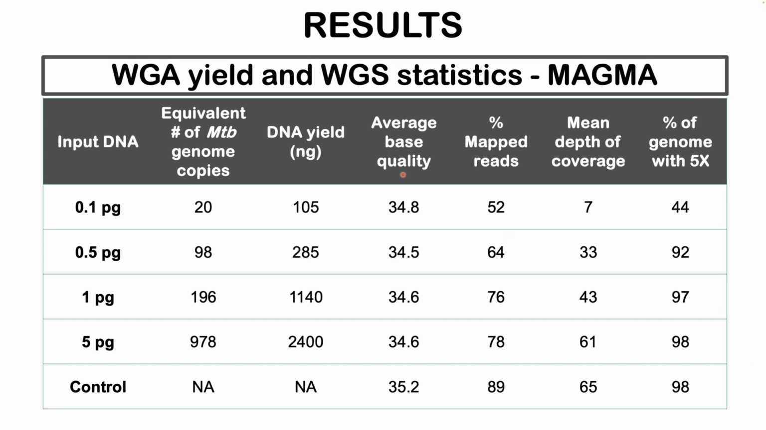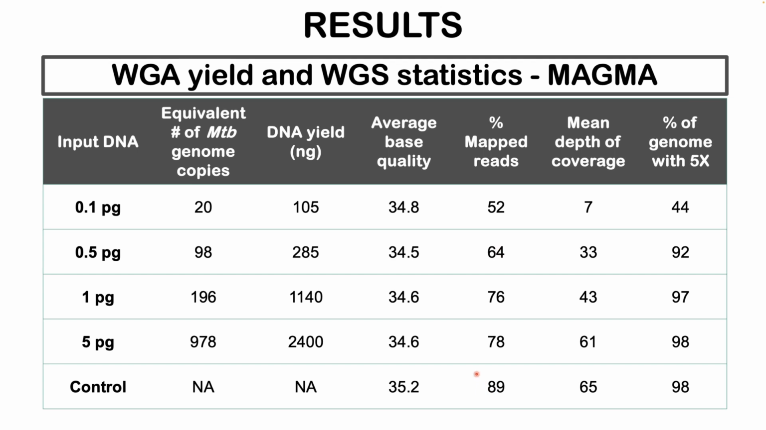Across all input amounts, we also observed a very high base quality, consistently exceeding 34. And this indicates that the sequence quality was of high accuracy, and also gives us confidence in the conclusions that we draw from the bioinformatic comparisons. We observed a progressive increase in the percentage of mapped reads with the increasing input DNA amounts, reaching 89% for the control sample. So remember that we use a reference mapping approach here.